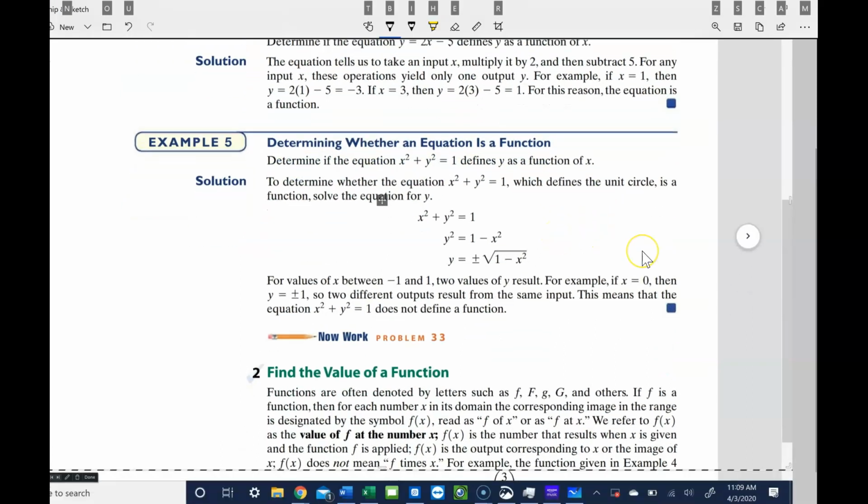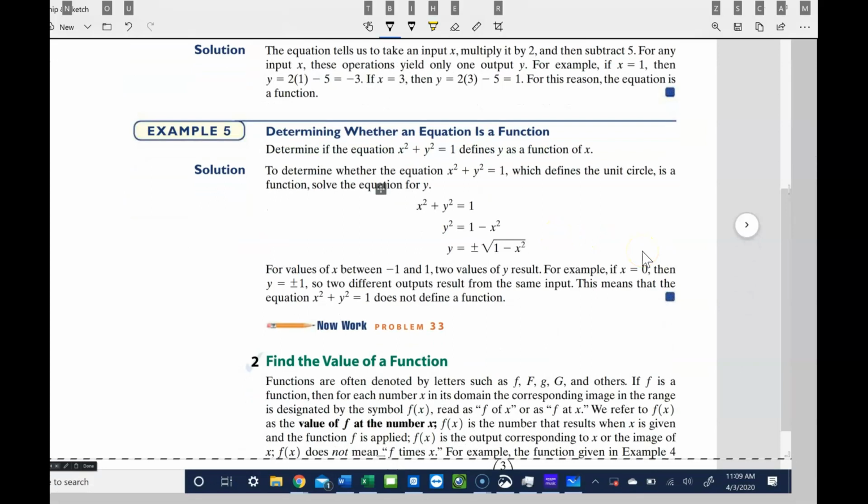But look at example 5. Determine if this represents a function. All right. Well, it's harder to tell with this one, but what we need to do is get Y by itself, and we'll be able to tell better whether or not this is a function. So to get Y by itself, we move the X squared over as they've done here, and then what do we do to get Y by itself from this step? We will take the square root of both sides, but when you take the square root of both sides, you have to put plus or minus in front of this side over here.